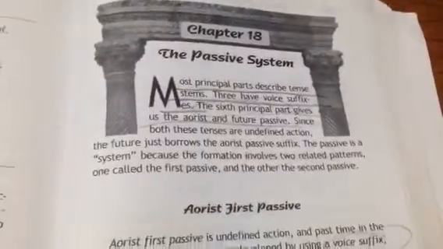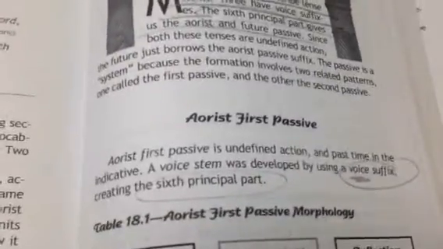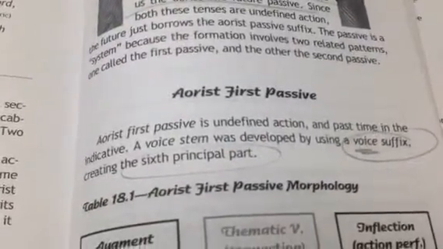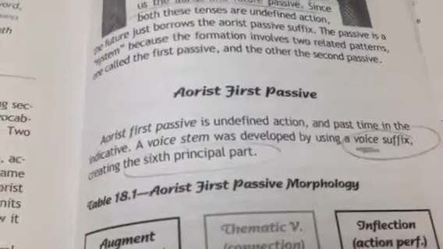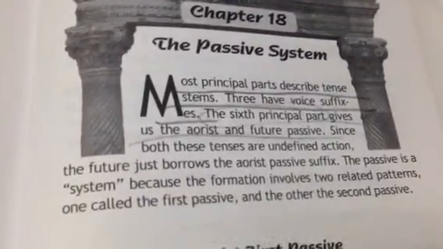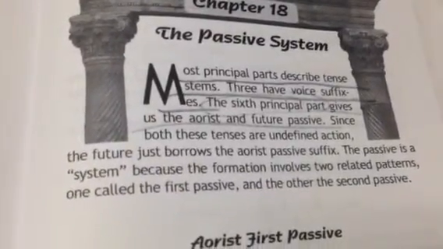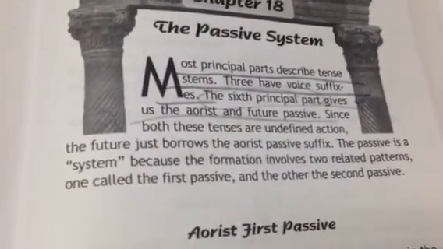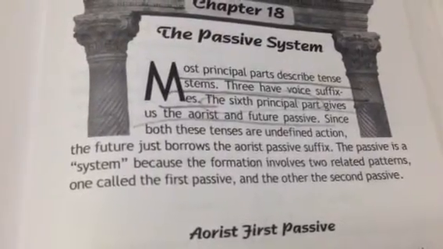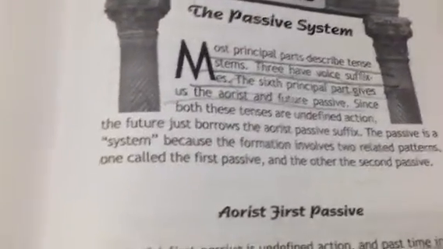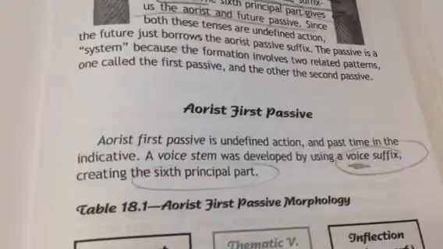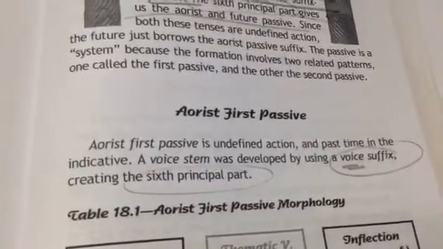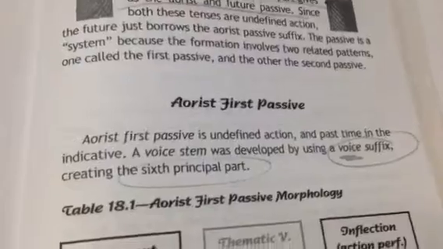Okay, so we are going to learn about the aorist passive and the future passive, and both are found in the sixth principal part. So we have, just as a recap, three voice suffixes. The sixth principal part gives us the aorist and future passive. They're both undefined action, that's what they have in common, and they are established, developed if you will, by using a voice suffix, and so that's how the sixth principal part is created.